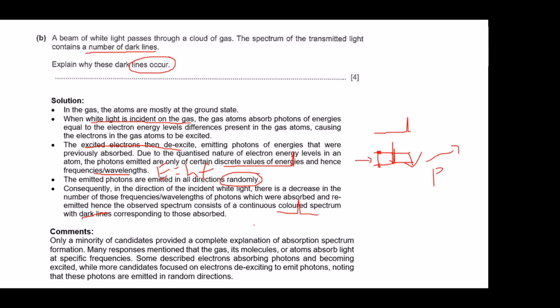Some responses only mentioned that the atoms, the gases, only absorb light at particular specific frequencies. Some candidates focused on de-exciting to emit photons, and noting that these photons are emitted in random directions. So also take note that once the electrons de-excite, these photons are emitted randomly, so they account for the darkness of the lines.